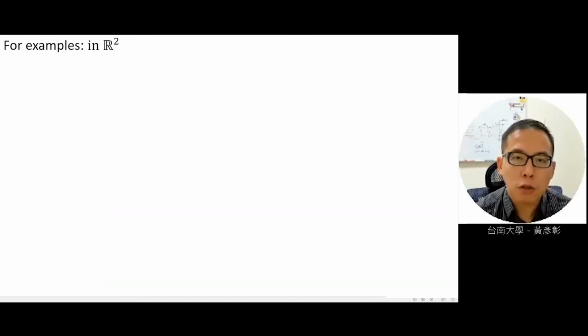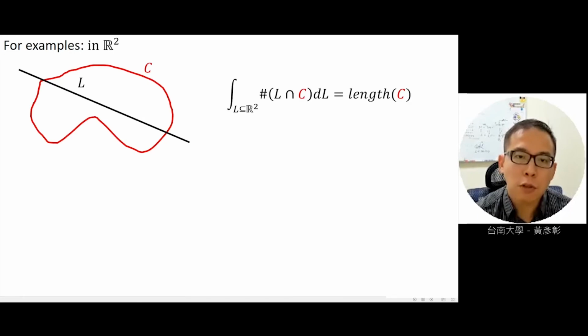Next, I'm going to show two examples on the plane. Actually, we have already proved similar results on the Heisenberg groups. The first one is Crofton's formula. Given a curve on the plane, we can get the length of the curve by the formula. On the left-hand side, it is an integral over all lines on the plane, and we calculate the number of intersections of all lines with the curve C.